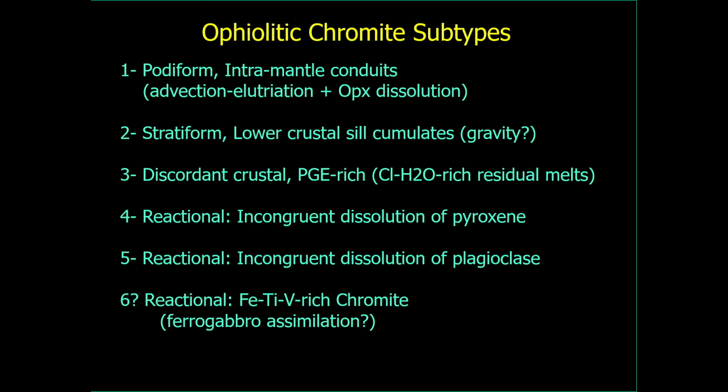So just to conclude, these are the 6 chromitite subtypes. Podiform, intramantle conduits, stratiform, just like layered intrusions, usually at the moho. And the podiform are usually very close to the moho. If you go more than a couple kilometers below, you're not going to find them anymore. There's a rare type, discordant crustal PGE rich. There's some in Albania, there's some in the Shetlands. And the other 3 are reactional. Simple consequence of putting a hot magma that's not saturated in pyroxene and feldspar up against crustal rocks. They're going to dissolve, and half the time going to form chromite as well.